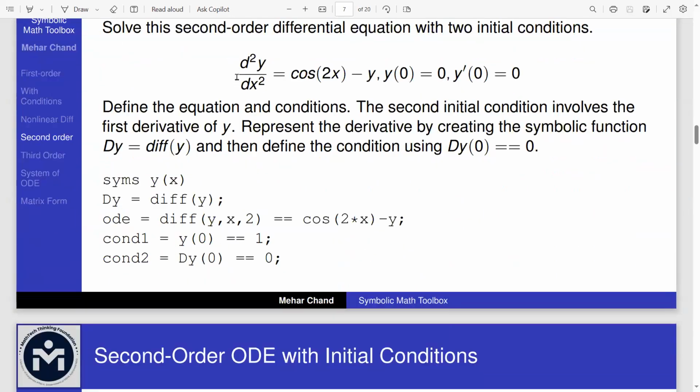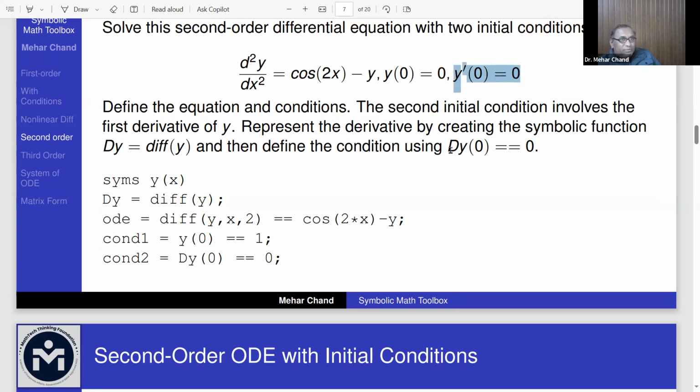This is the example for a second order differential equation, and you can observe here d2y upon dx square is equal to cos 2x minus y, and there are two initial conditions, y0 is equal to 0, y dash 0 is equal to 0. But how can you express y dash 0? For y dash 0, it means dy 0 is equal to 0. So these are the two conditions, and both conditions you have to assign in a single condition.